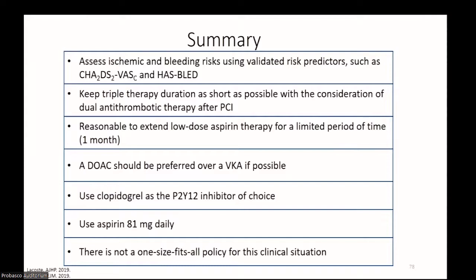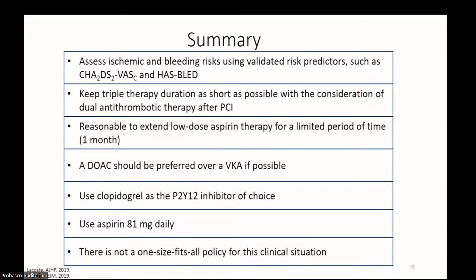And so that was a lot. And just in summary, assess patients' ischemic and bleeding risk using validated risk predictors such as CHA2DS2-VASc and HAS-BLED scores. And if you want to, look at those precise DAPT scoring tools. It should be a case-by-case basis for each patient. Keep triple therapy duration as short as possible, with the consideration of dual antithrombotic therapy after PCI. It is reasonable to extend low-dose aspirin therapy for a limited time period. And DOACs are preferred over VKA if possible.